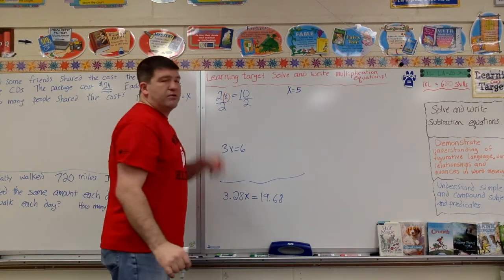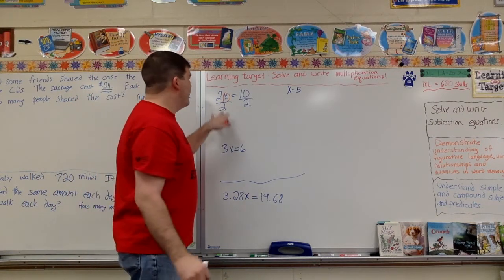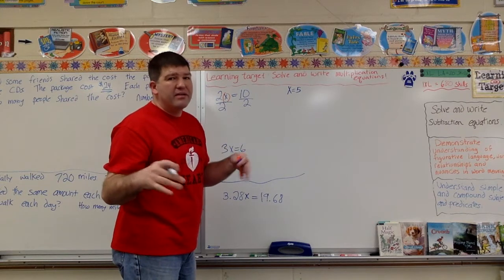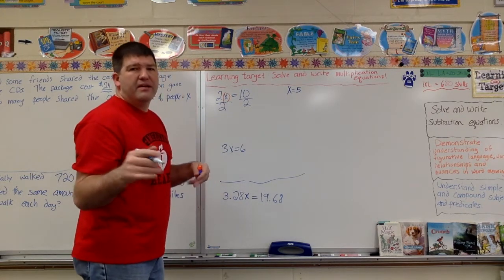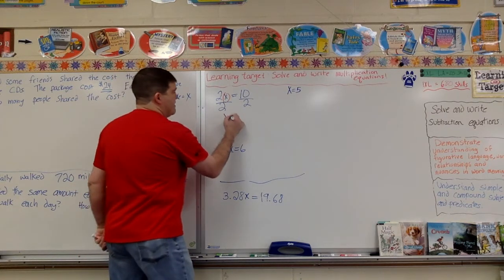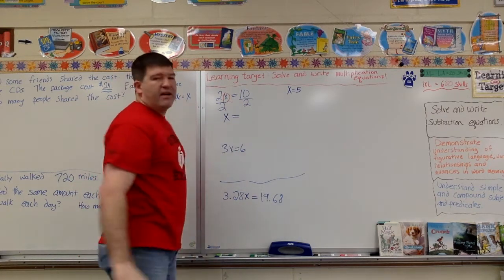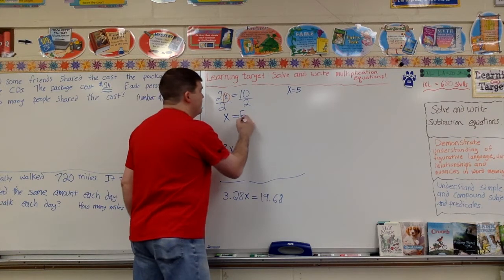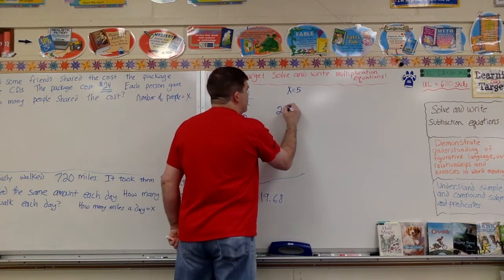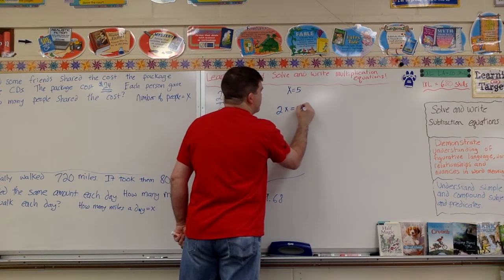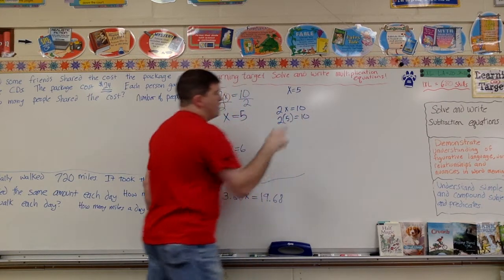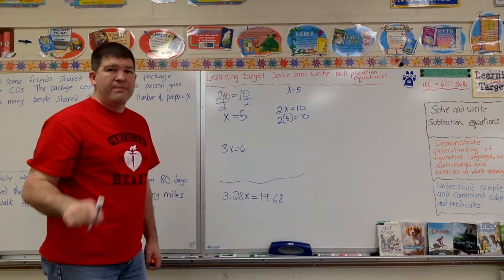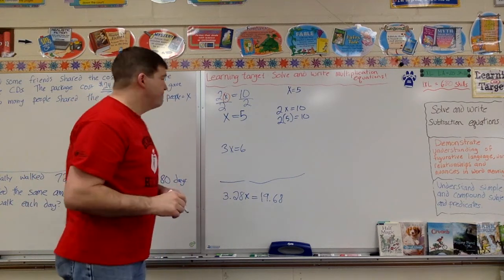So 2 divided by 2 is 1. So 1x is the same as x because of the identity property. So it's just x equals 10 divided by 2, which is 5. And if I check it, 2x equals 10, 2 times 5. Does 2 times 5 equal 10? It does. So you're good.